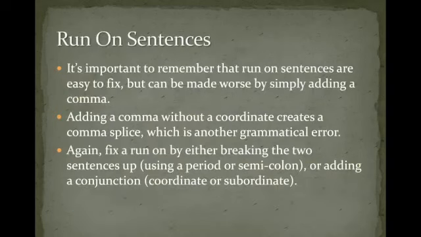Now, it's important to remember that run-on sentences are easy to fix, but they can also be made worse by simply adding a comma. Adding a comma without a coordinating conjunction creates a comma splice, which is another grammatical error. Again, fix a run-on by either breaking the two sentences up by simply putting in a period or a semicolon, or you should add a conjunction, either a coordinate or a subordinate. And remember, with your coordinating conjunctions, please use a comma.